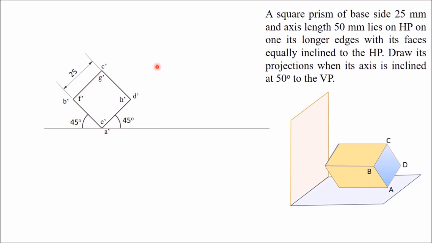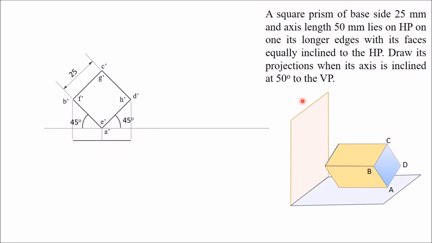To get the top view, draw vertical projectors. In top view, first draw this base. When you look from top, this base will appear as a line. That line is parallel to the XY line. Now the distance is not mentioned, so you can take any convenient distance. Project all these points and draw a horizontal line. This line is the rear base of this square prism.